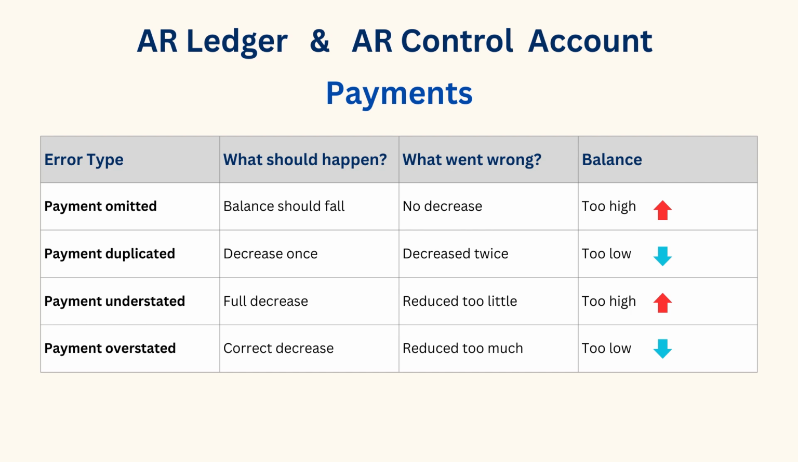Just like invoices and credit notes, customer payments can be recorded incorrectly, creating a difference between the Accounts Receivable Ledger and the Accounts Receivable Control Account. The only principle to remember is, a payment should reduce the amount the customer owes, so any mistake will make the balance either too high or too low.